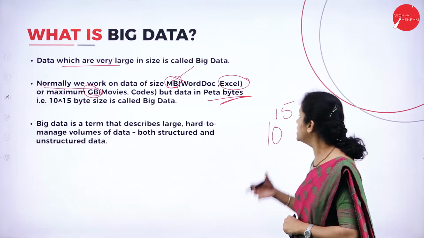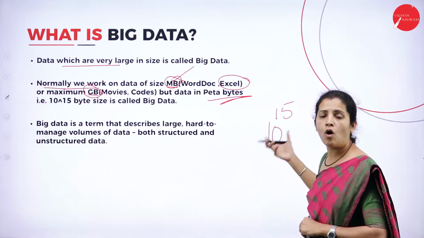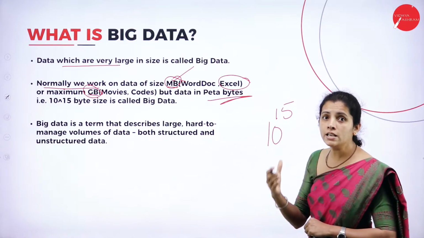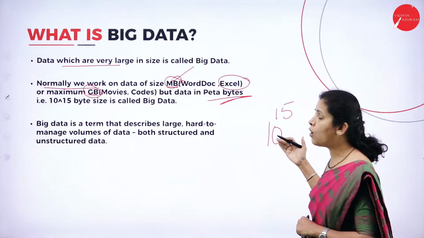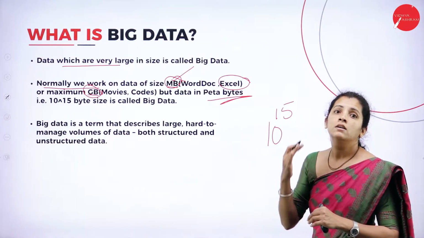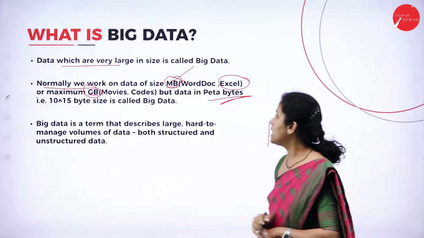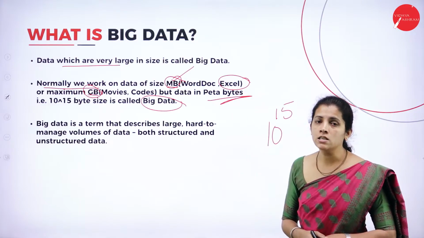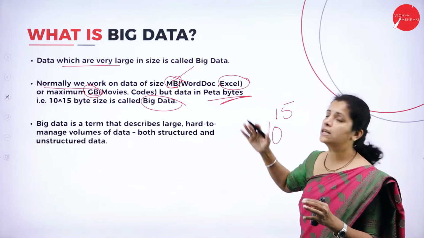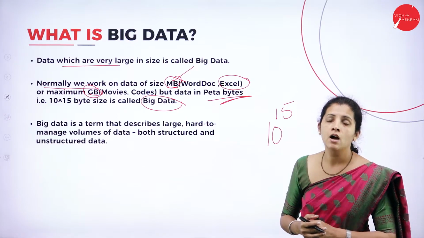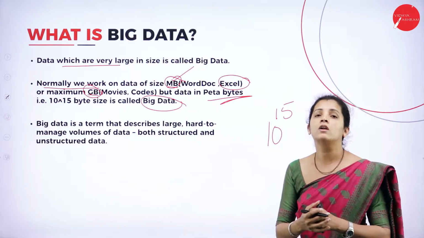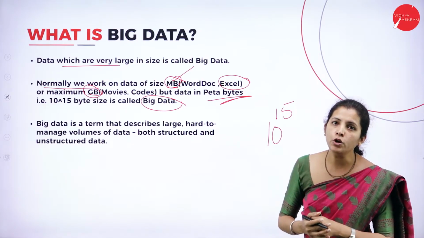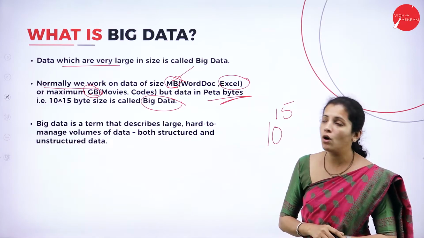So the size of the data which is in the form of petabytes, or the size of the data which is in the form of yottabyte or zettabyte, is known as big data. And the question arises, from where are we going to get a massive amount of data? From social media, or if I consider communication, once again I'm going to get a massive amount of data.